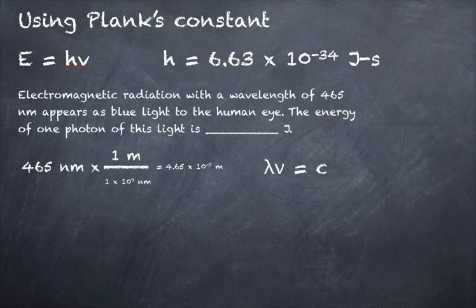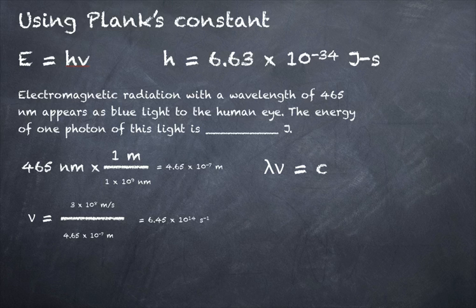Since the speed of light is a constant, it's always 3 times 10 to the 8 meters per second. The first thing we need to do is take this wavelength and put it in meters so that the meters will cancel in this formula. So we know that there's 1 billion nanometers in a meter. So 465 nanometers divided by 1 times 10 to the 9 gives you 4.65 times 10 to the negative 7 meters.